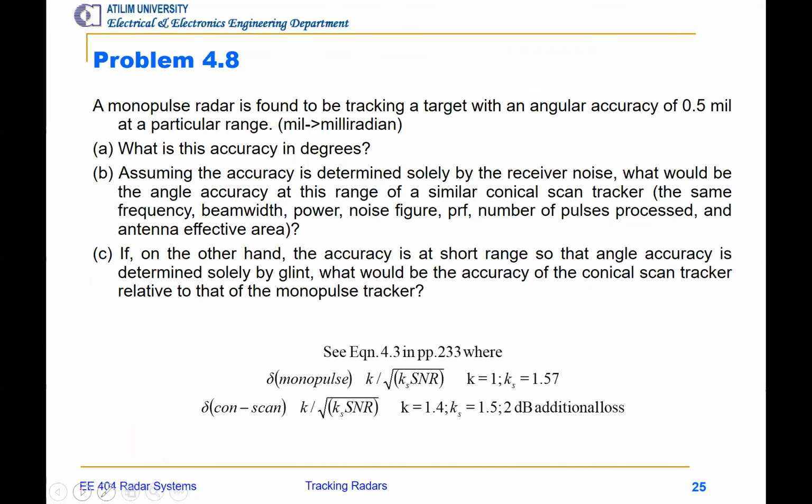So here is a problem from the textbook. Please study it, attempt to solve this problem, and then let's talk about it in the office hour next week. Okay, that's the end of the presentation. Thank you for listening.